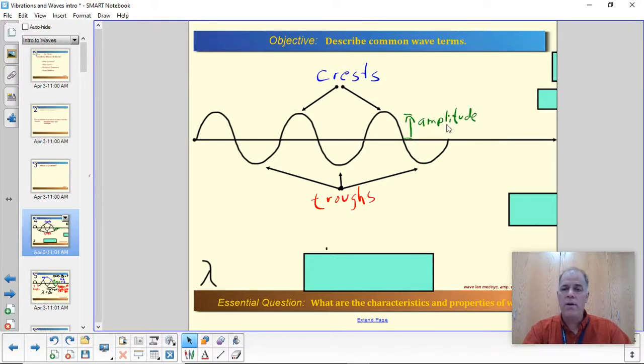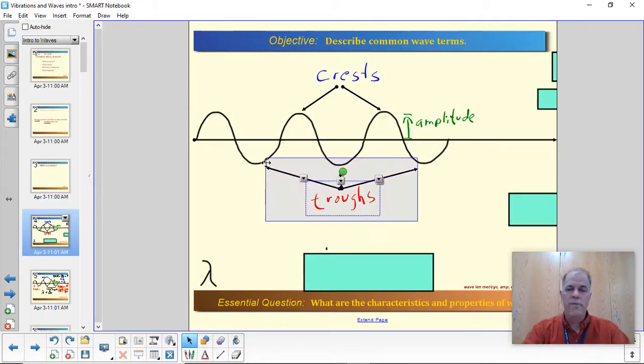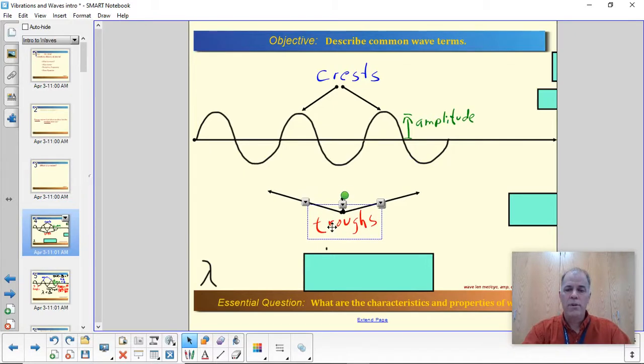Now, the common error that students make is they think that the amplitude is from the trough to the crest, and it's not. Amplitude is from the neutral position to the crest, or from the neutral position to a trough, either one of those. Draw a picture of this. It's easier to remember this stuff if you write them down. Okay, I'm going to drag all this down a little bit.